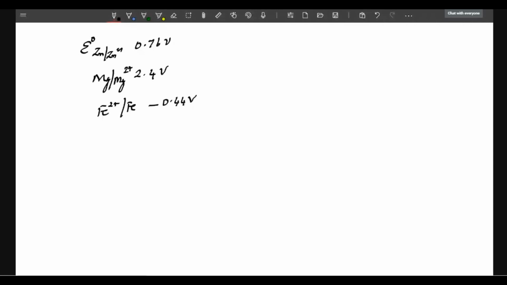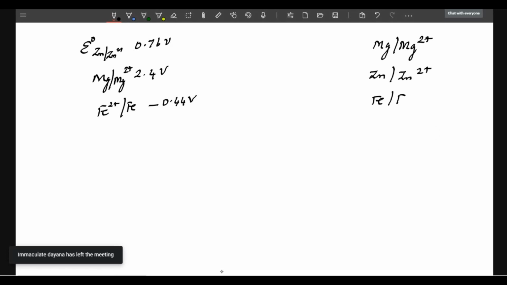Now arrange these electrodes in terms of our principle. Our principle is converted into the oxidation potential. Therefore, first thing you will write, which would be the topmost among the three, magnesium bar magnesium 2 plus. Next one is zinc bar zinc 2 plus. Next one is iron bar iron 2 plus.